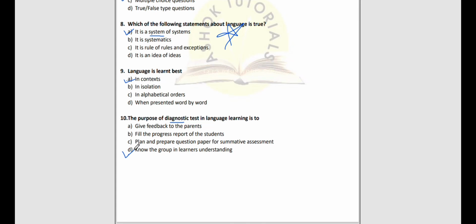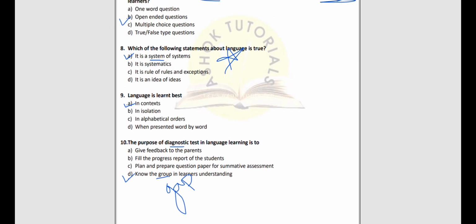A diagnostic test also measures the student's understanding of a subject area or skill base. So in certain ways it helps. This is not group, this is gap. All right, so I think we are done with this.